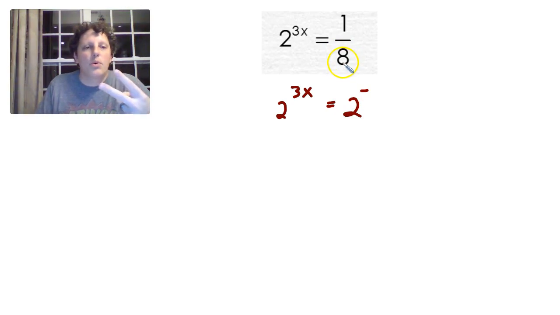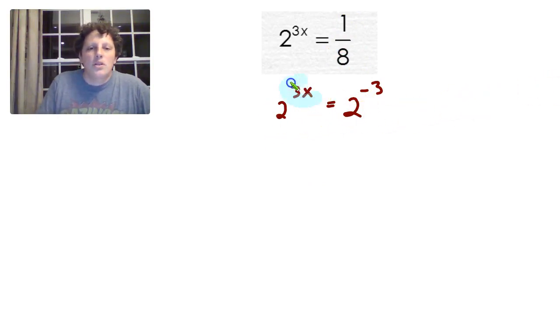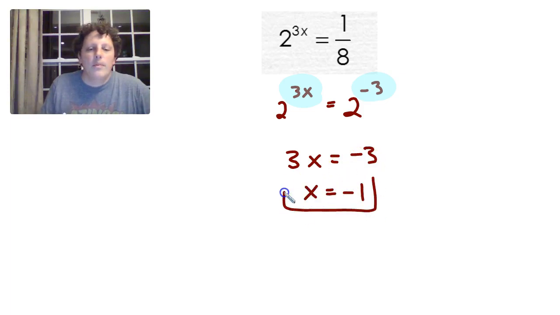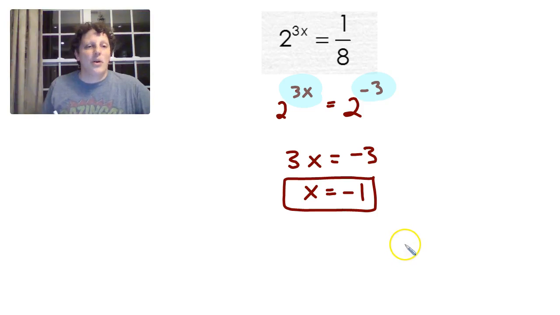2 times 2 is 4, 4 times 2 is 8, so 2 to the third power. Since 2 to the third power is 8, 2 to the negative third power is 1 over 8. You've got to remember that. Now that our bases are the same, we can just focus on these exponents and set them equal to one another and solve. 3x equals -3, divide both sides by 3, I get -1. Plug it in, make sure that you get it right, check your answer, you never have to miss these.